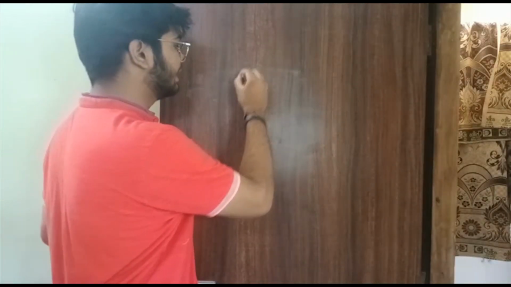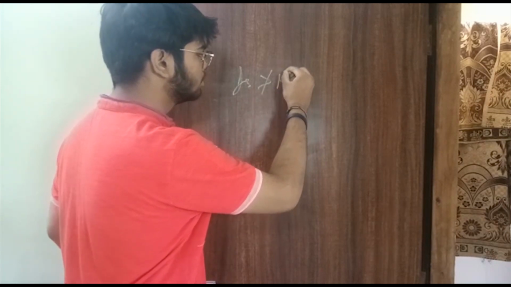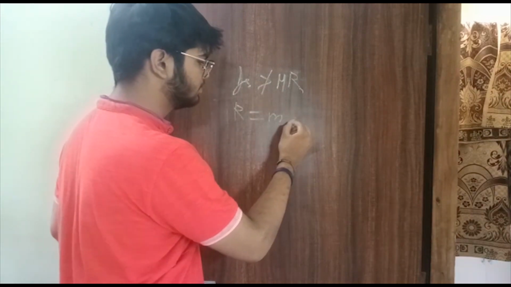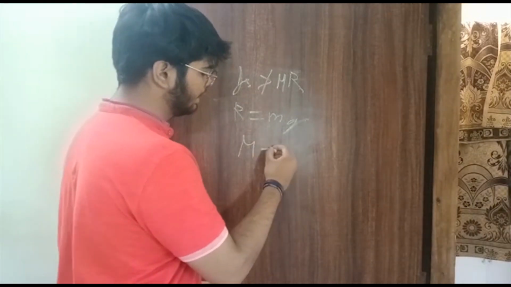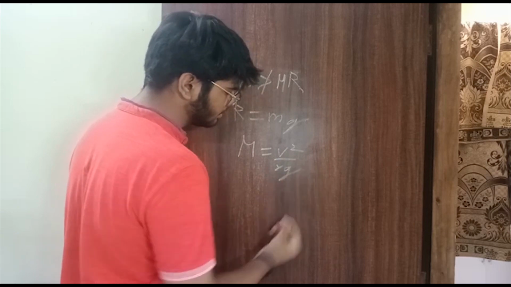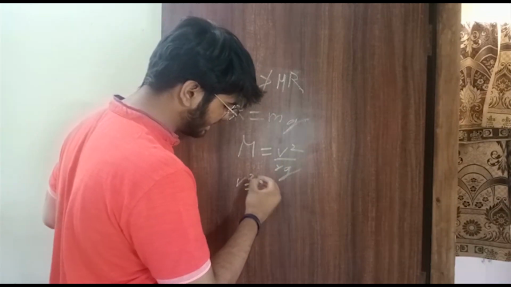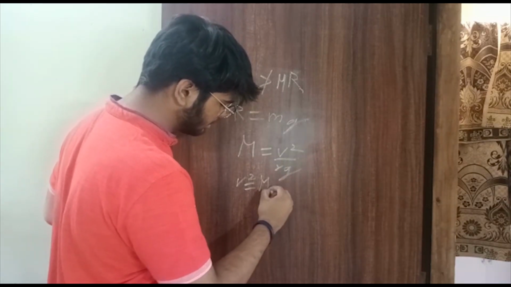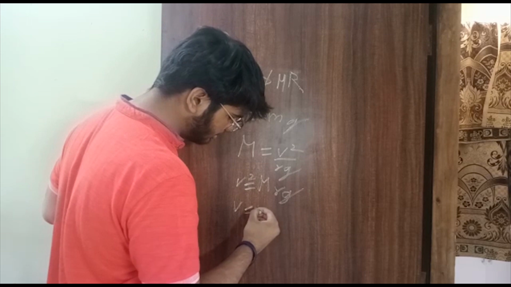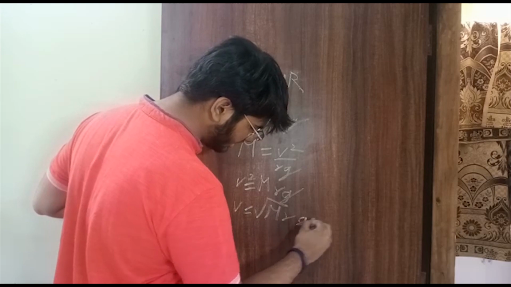So we know that Fs can't be greater than mu R, where R equals mg. So mu equals v squared upon rg. Rearranging to find velocity will give us v squared equals mu r g, where v will then be equal to root of mu r g.